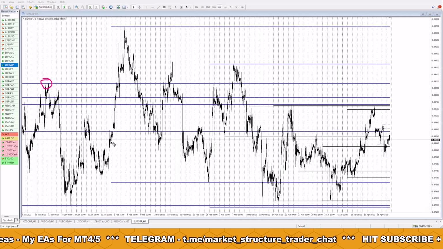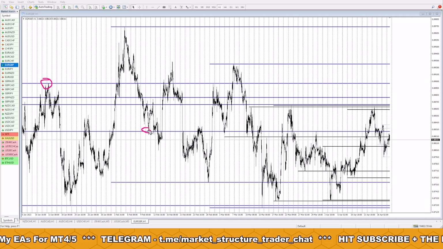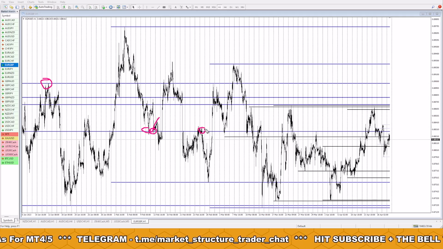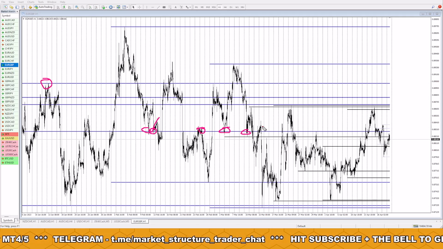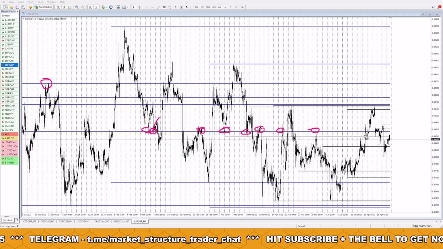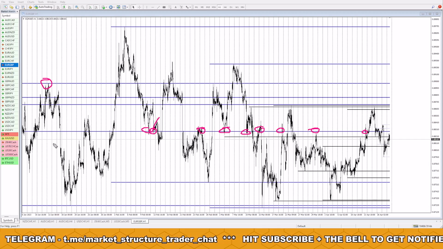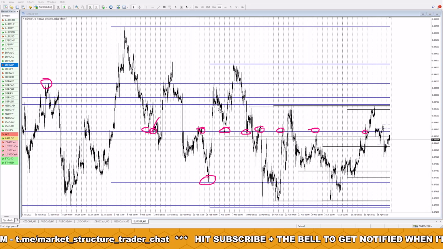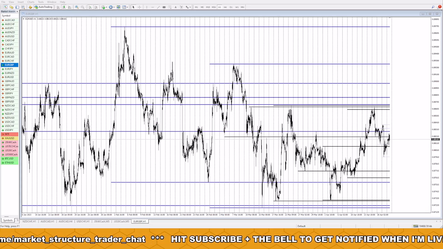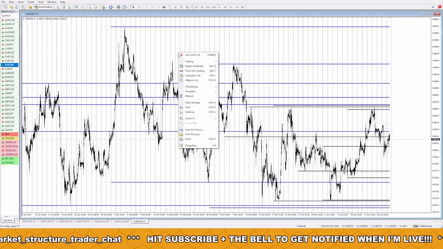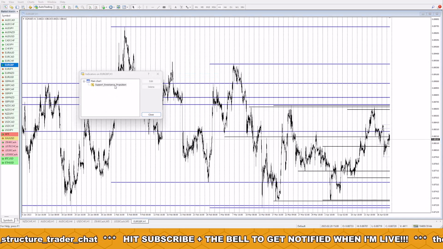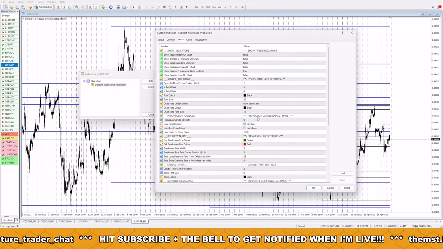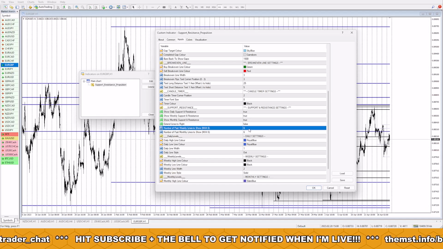It does make it a little messier, but you can see how price has moved between these levels over and over and over again. Support resistance is an incredibly powerful thing. So the more lines you have on there, the more areas you've got that price may respect in the future, but obviously the more clutter you have on your chart. So that's all completely fine tunable for you, and you can change that as you see fit.